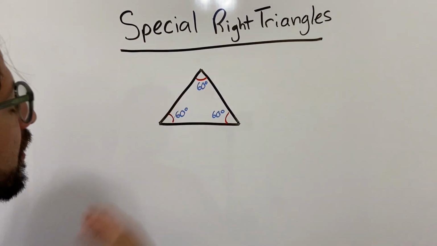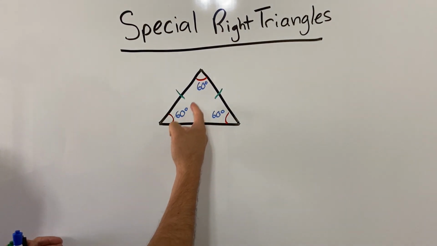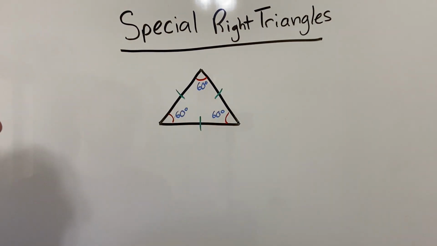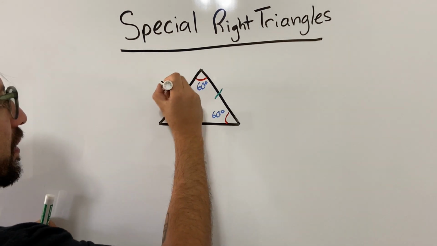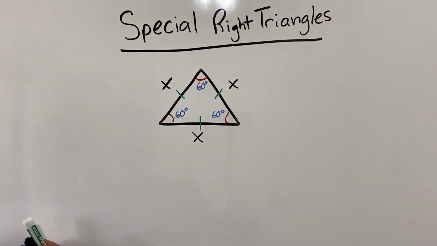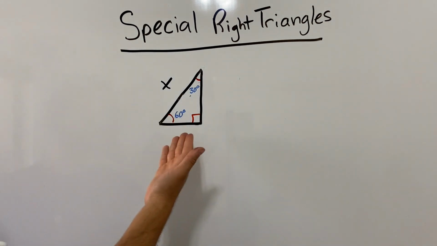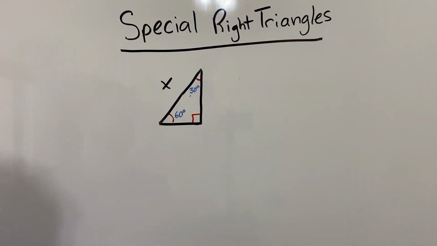We begin with an equilateral triangle, meaning that all the angles are the same measure, and by consequence, all the sides are the same measure. And we're going to call the measure of each side x. So let's take that and chop it right in half to get this. Now we have the first of our special right triangles.